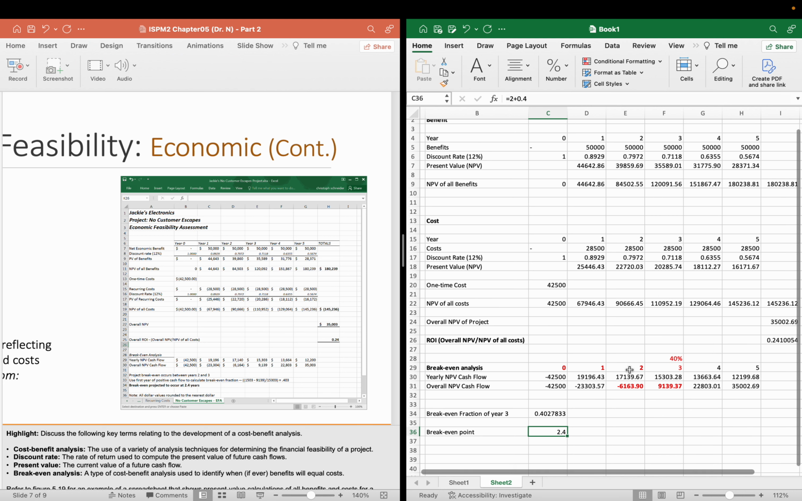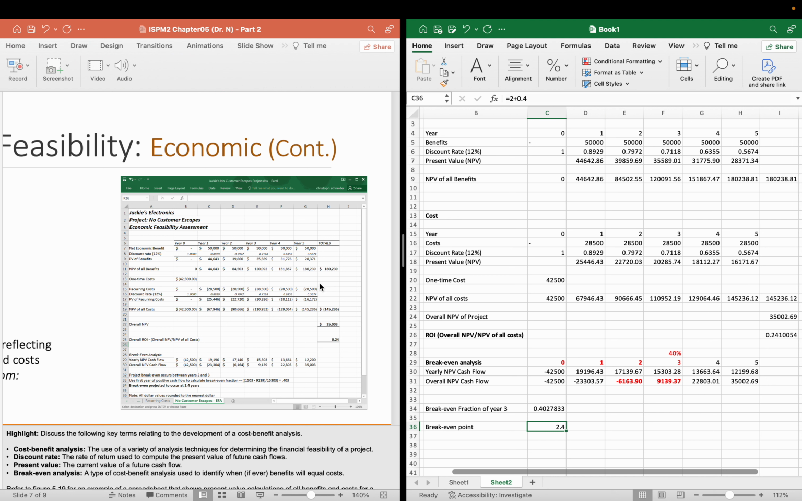Overall, this is the Excel file that you can see on Canvas. I'm going to upload the same thing, and you have that example in your textbook. Just remember one thing, there is a typo in your textbook. When they calculate the break-even fraction, instead of 15,000, they put 1,500. They missed typing one of the zeros in this number. So this is the wrong formula. The right formula is 15,303 minus 9,139.